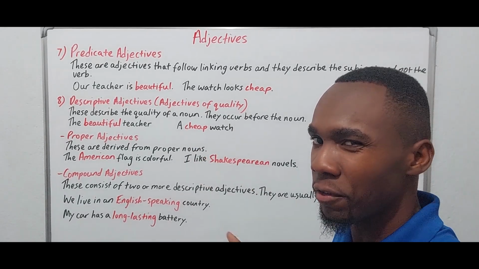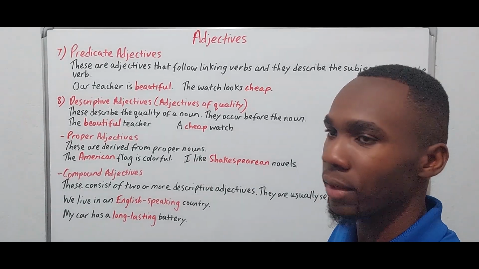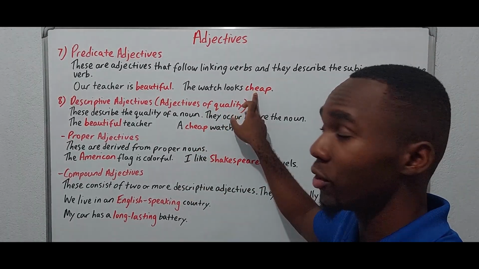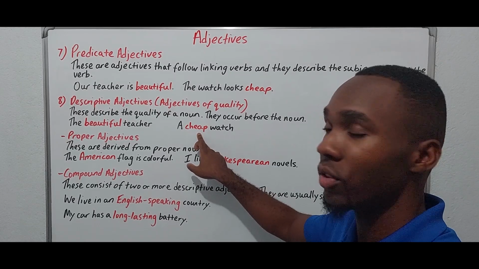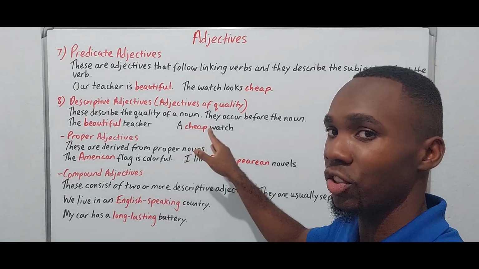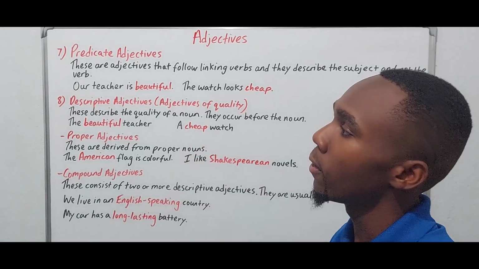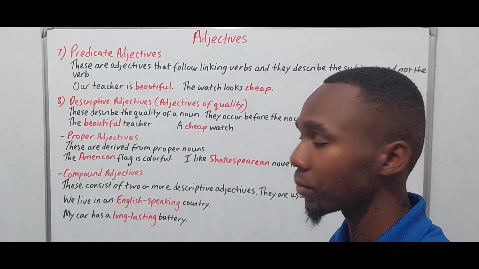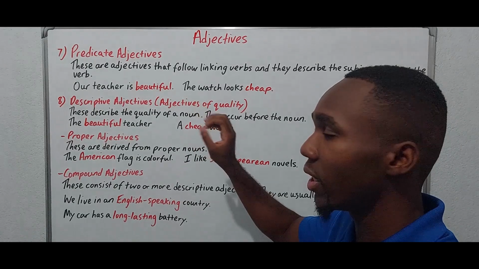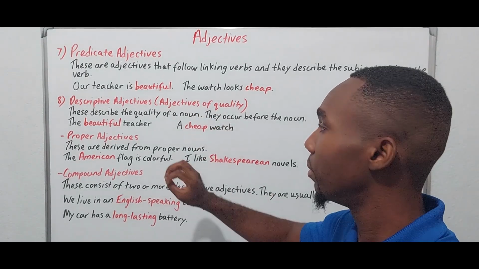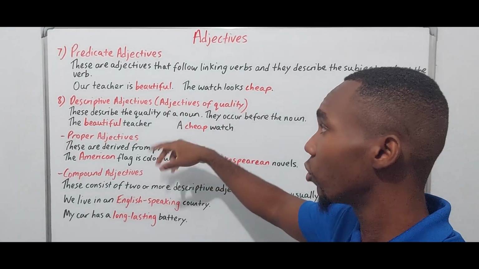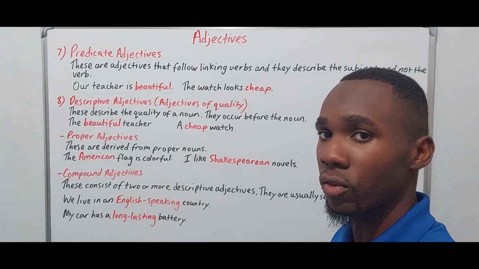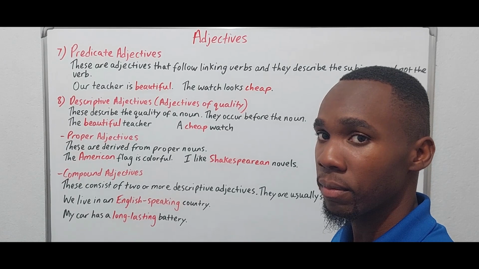So what is the difference? I'm going to get to that. A cheap watch, same thing. Cheap is used here and cheap is used here. The difference is that cheap precedes the noun. So that's the difference. Position. Many adjectives in English that are descriptive can also be predicate once they follow linking verbs. That's the only difference between them, right?